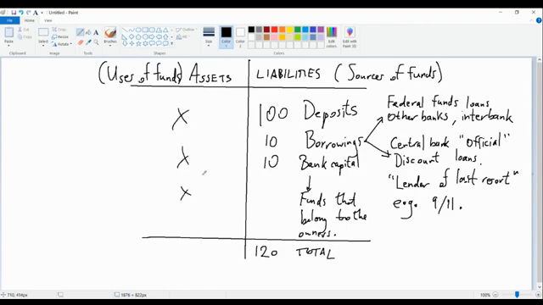If you sold off all the assets, you would get 120, and then you pay off all the depositors and you pay off all the borrowings. What's left? 10. It's the bank capital. It is literally what is in some sense left over for the owners once you've taken care of all the other things, the liabilities and obligations the bank has.